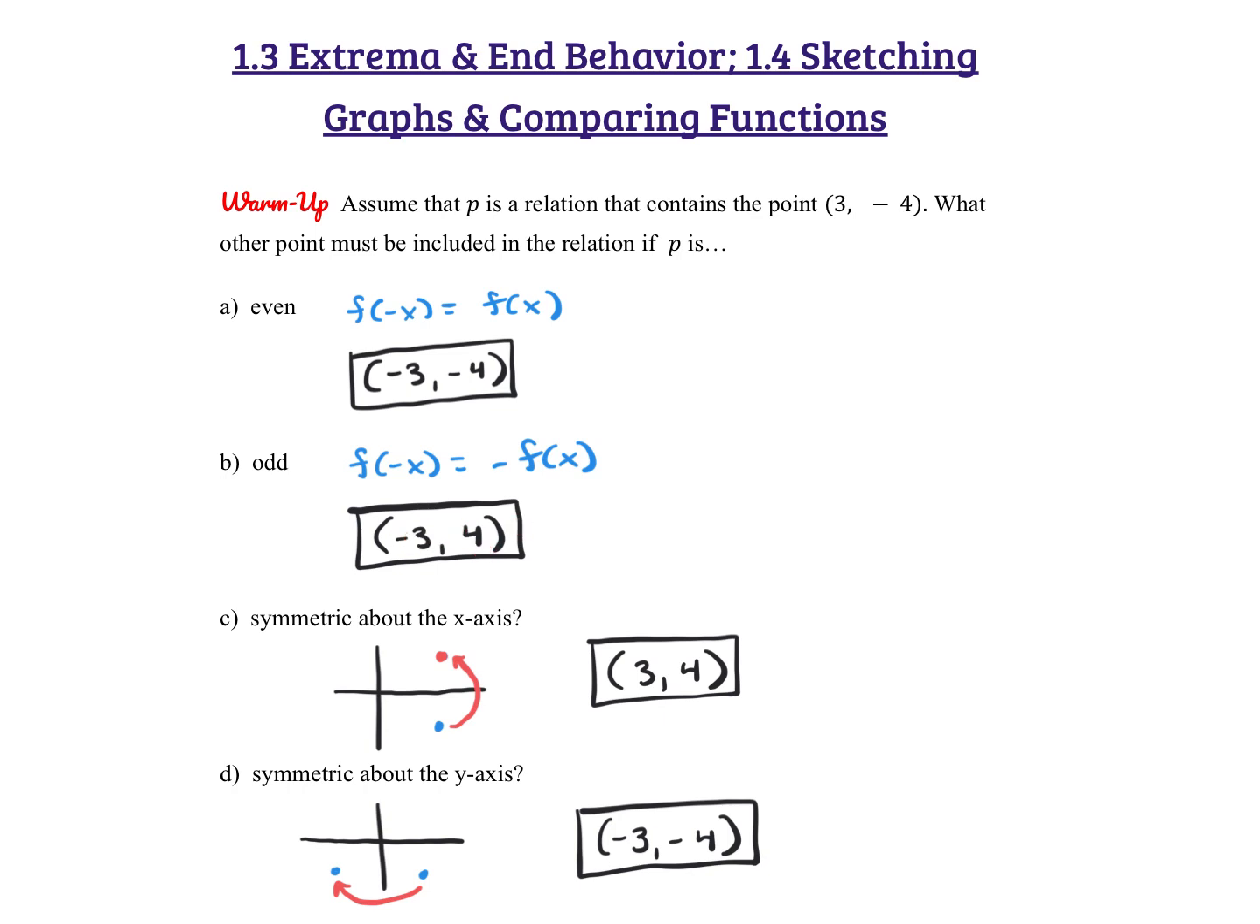So both became opposite. If you think about what symmetric about the x-axis means, you'll see it's flipping from here to here. So the x value stays the same, but the y value becomes opposite. And then if it's symmetric about the y-axis, that's the same as being even. So you'll see here the y value stays the same, but the x value becomes opposite.